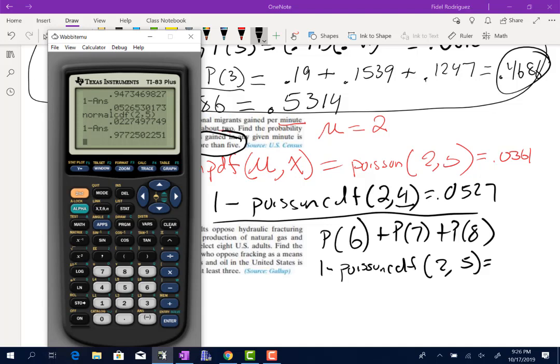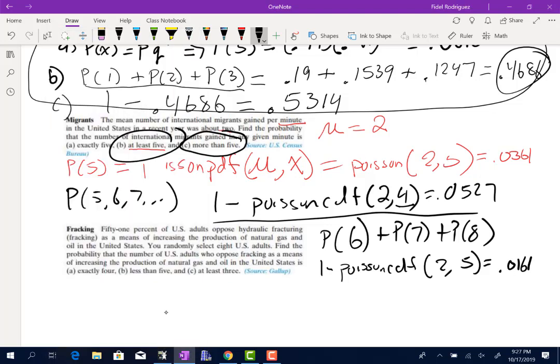Because I did CDF, that's why, right? So second bars, sorry about that, guys. Yeah, but I hit the normal, not the Poisson. I hit a different button. I didn't hit Poisson. That's where I mixed up. There we go. So 1 minus my answer. There we go. So 0.0166. Okay.